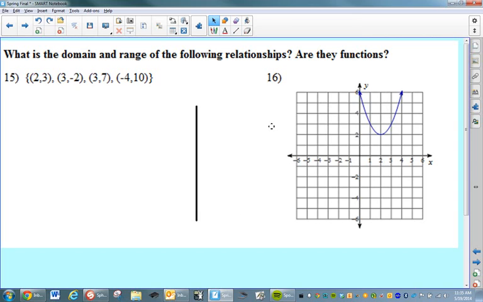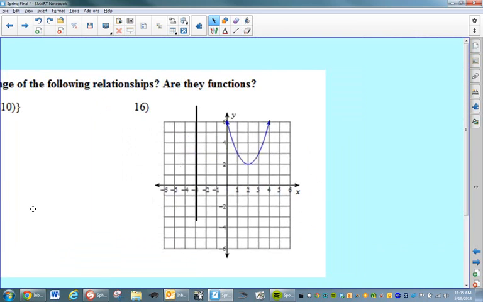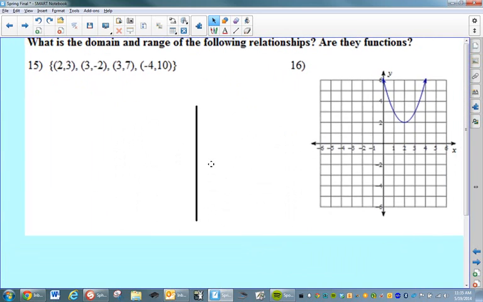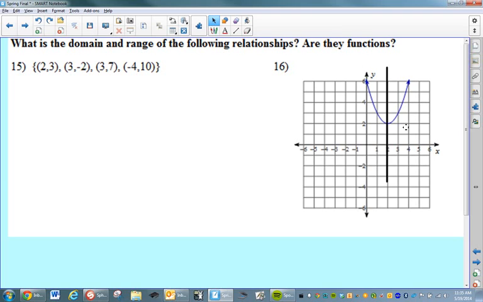Did you have another comment, Caleb? 16 is a function. It does pass the vertical line test. Makes it 25% of test. Yeah, so you have the same inputs and outputs. If you keep putting 2 in and keep getting a 3 out, that's a good thing. That's what you want.